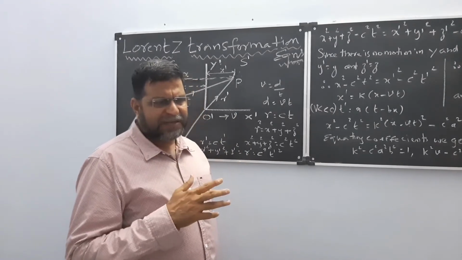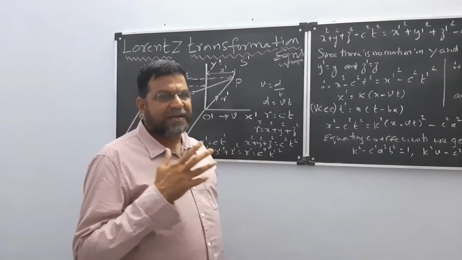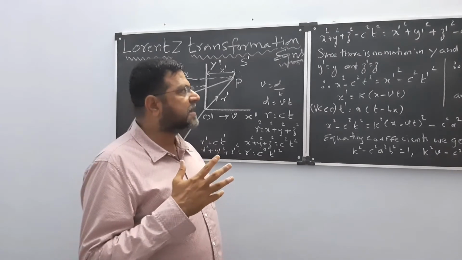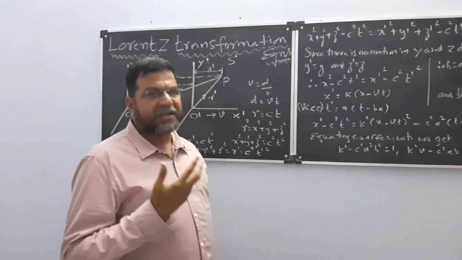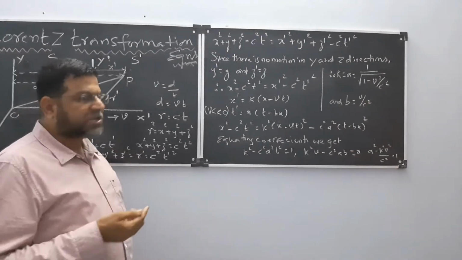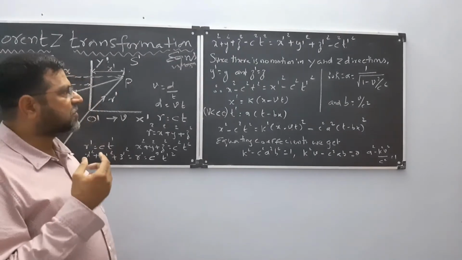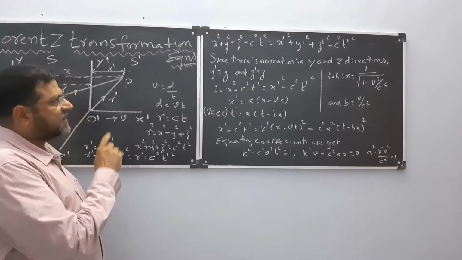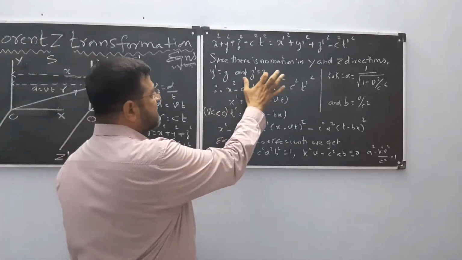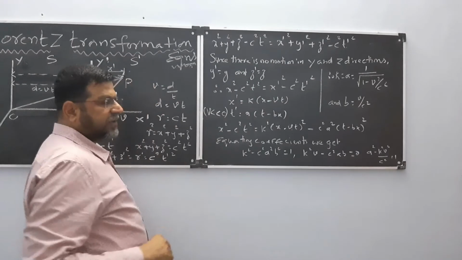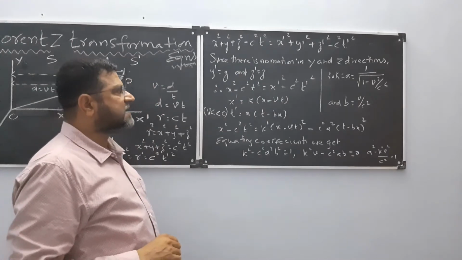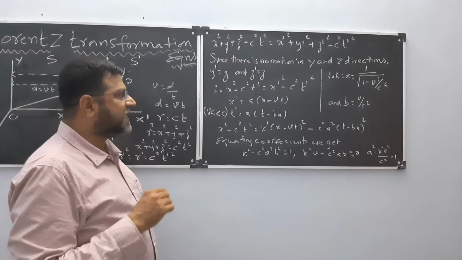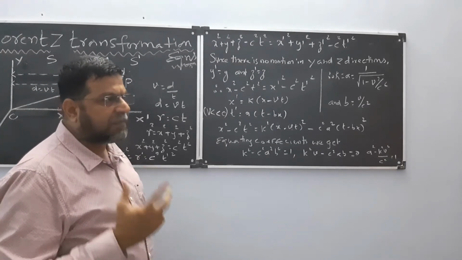The particle is moving only in the X direction, whereas the Y and Z directions are at rest. That means there is no motion. When there is no motion, we can write Y dash equal to Y and Z dash equal to Z. Therefore, only the X factors remain and the Y factors and Z factors get cancelled. Therefore, the equation is X square minus C square T square is equal to X dash square minus C square T dash square. So this is the form of an equation.